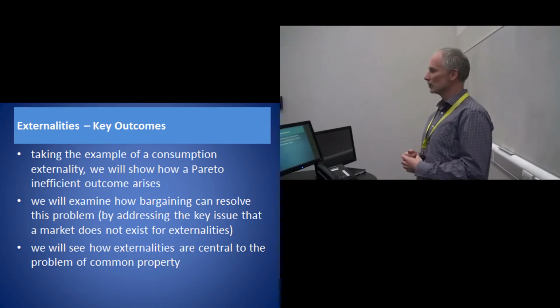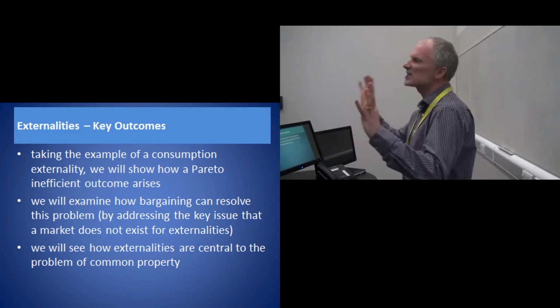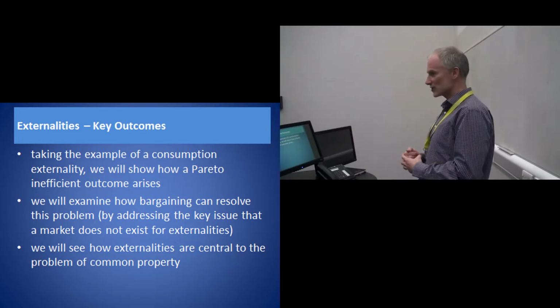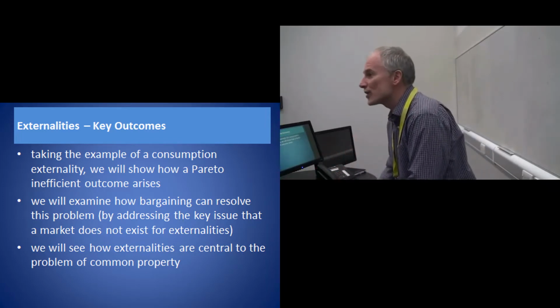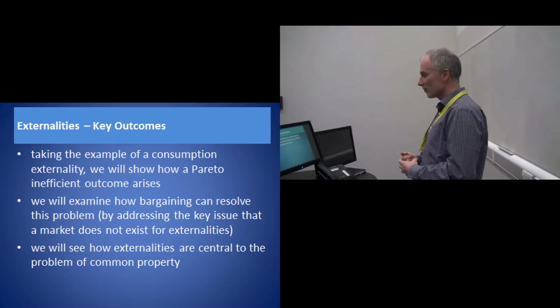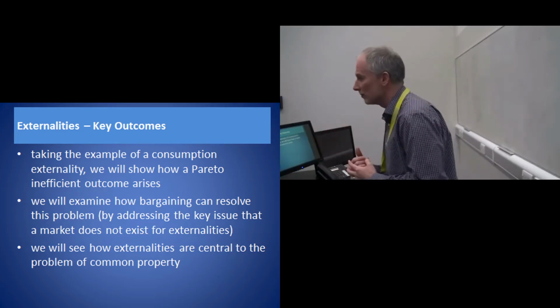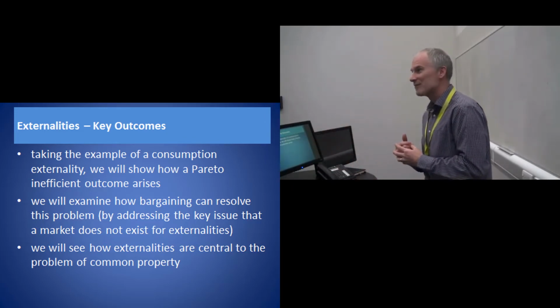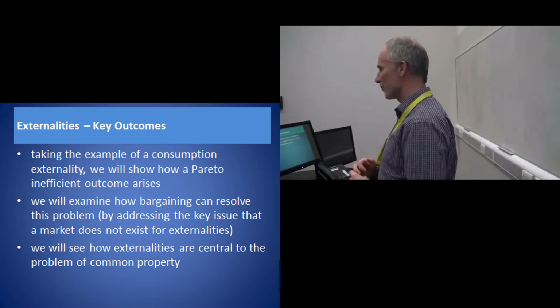The first thing we'll do is I'm going to give you a very, very specific example. I'm going to take a very particular consumption externality example, and I'll show you how, in the presence of this externality, the outcome that we get is inefficient. And not just inefficient, that's not just what the problem is, but we'll show precisely what we mean by that inefficiency.